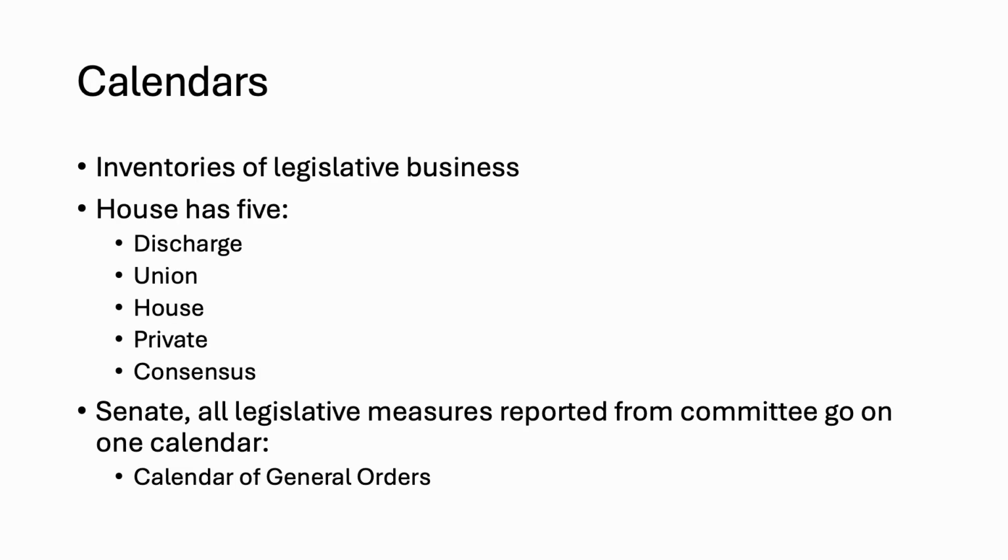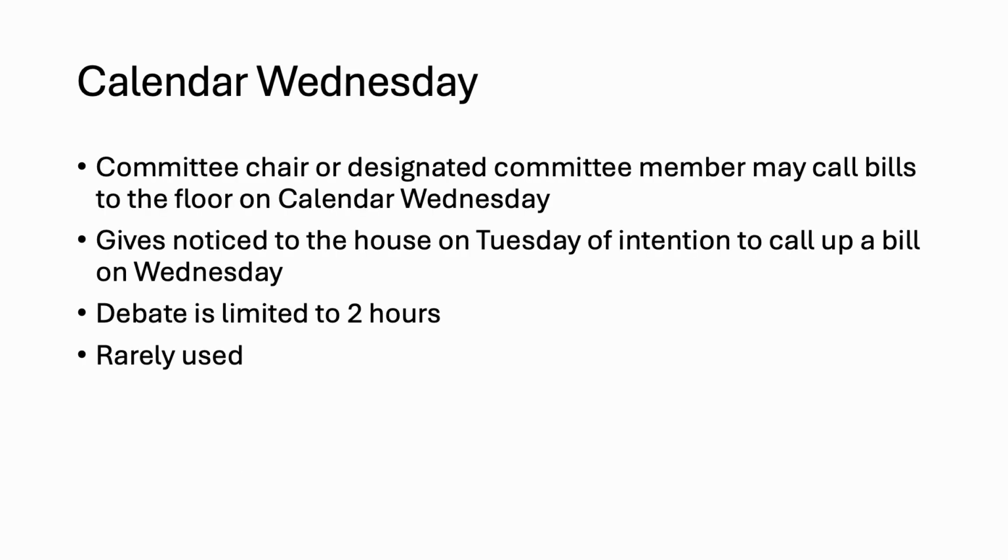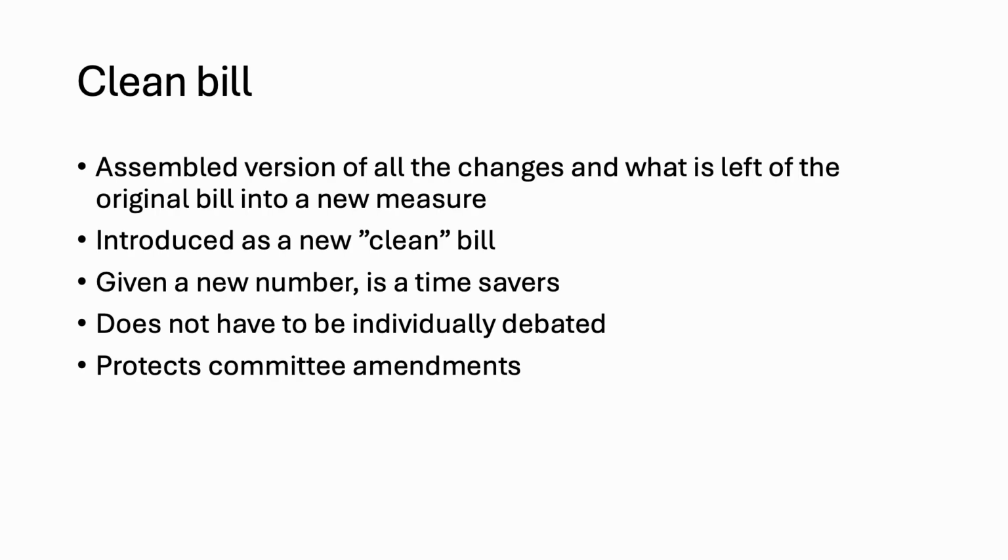Calendars. Inventories of legislative business. The House has 5 calendars: discharge, union, House, private, consensus. Senate: all legislative measures reported from committee go on one calendar, the calendar of general orders. Calendar Wednesday. The committee chair or a designated committee member may call certain bills to the floor on Calendar Wednesday. Gives notice to the House on Tuesday of intention to call up a bill on Wednesday. Debate is limited to 2 hours. This is rarely used.